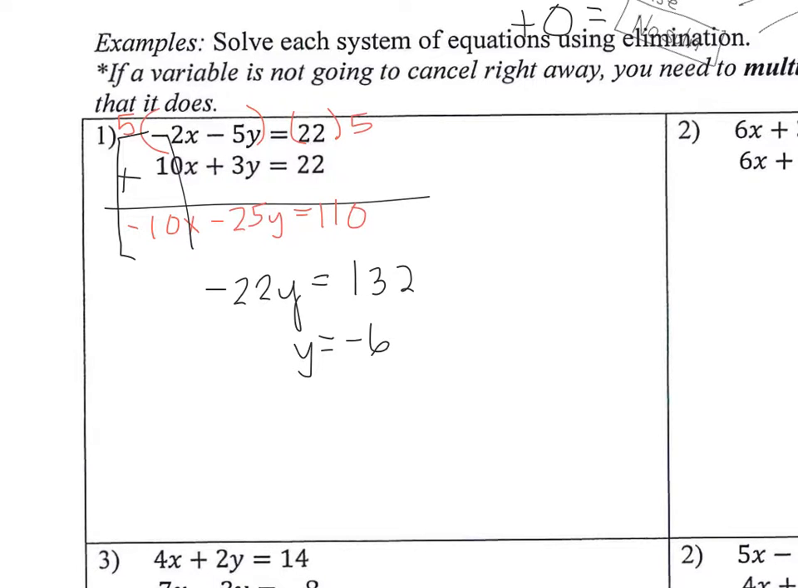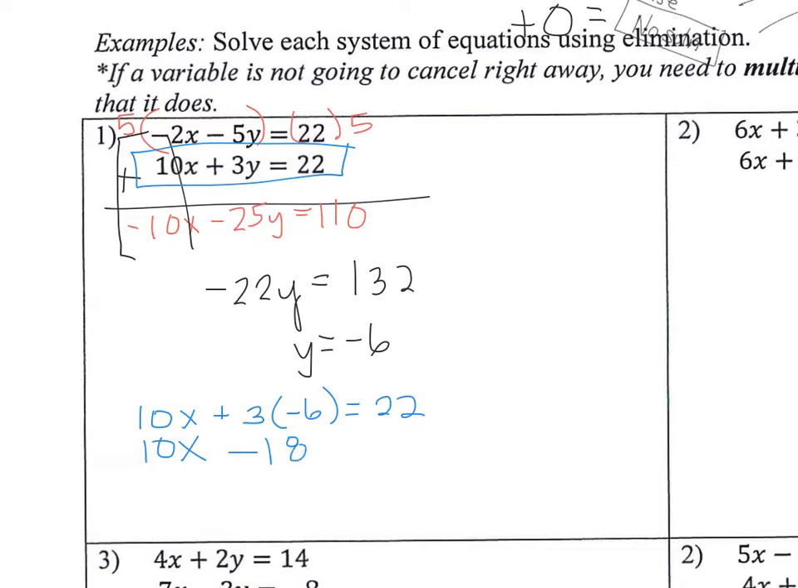Once I have y equals negative 6, I can plug it back in for y in either one of the equations. I'm going to plug it back into this one. I'd always plug it back into the original equation. So I have 10x plus 3y, which is negative 6, equals 22. 10x minus 18 equals 22. 10x equals 40, so x has to be 4. My ordered pair, my answer, is going to be 4, negative 6.